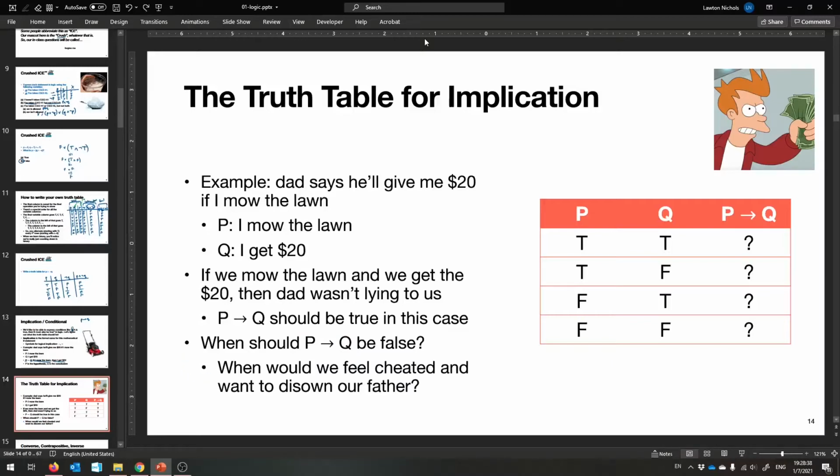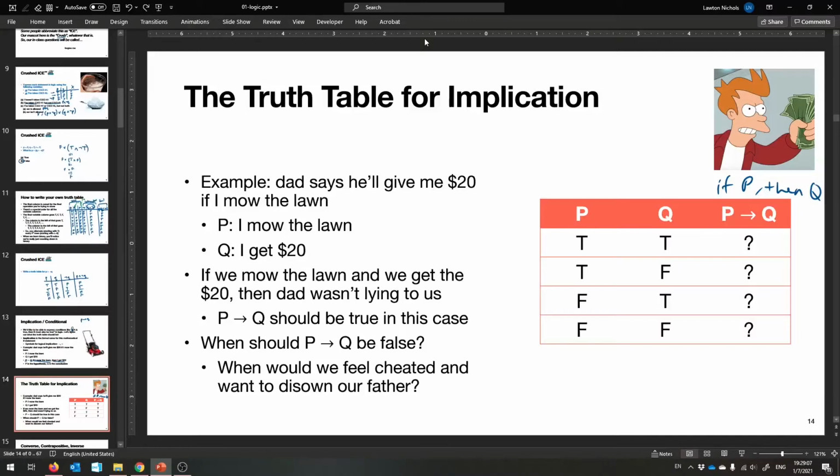All right, so let's work on this together. It's going to make sense. So P, again, is I mow the lawn. Q is I get $20. So is if P then Q true if I mowed the lawn and I got $20? I hope that question makes sense. It is a bit fuzzy to learn implication for the first time. And it is kind of hard to explain, but with enough practice, you're going to get it.